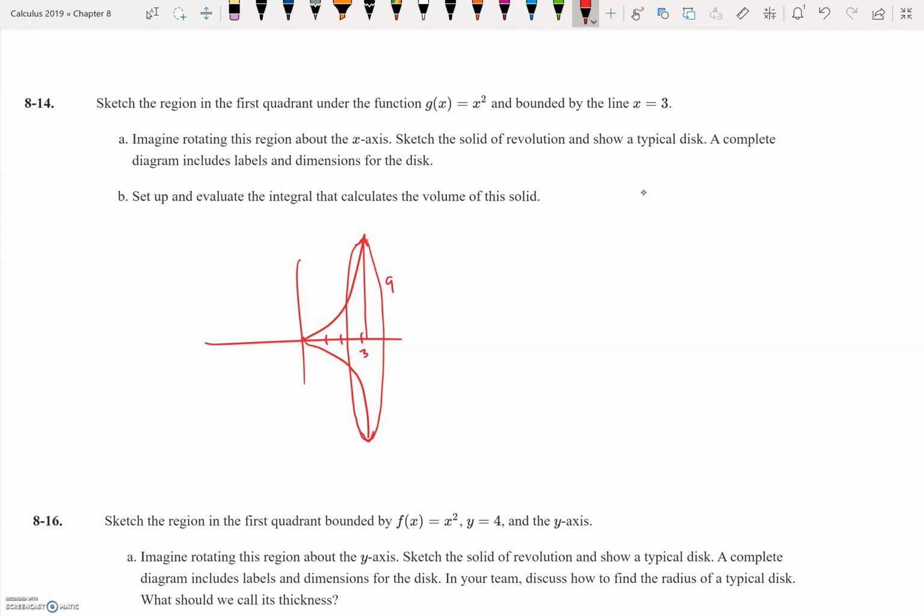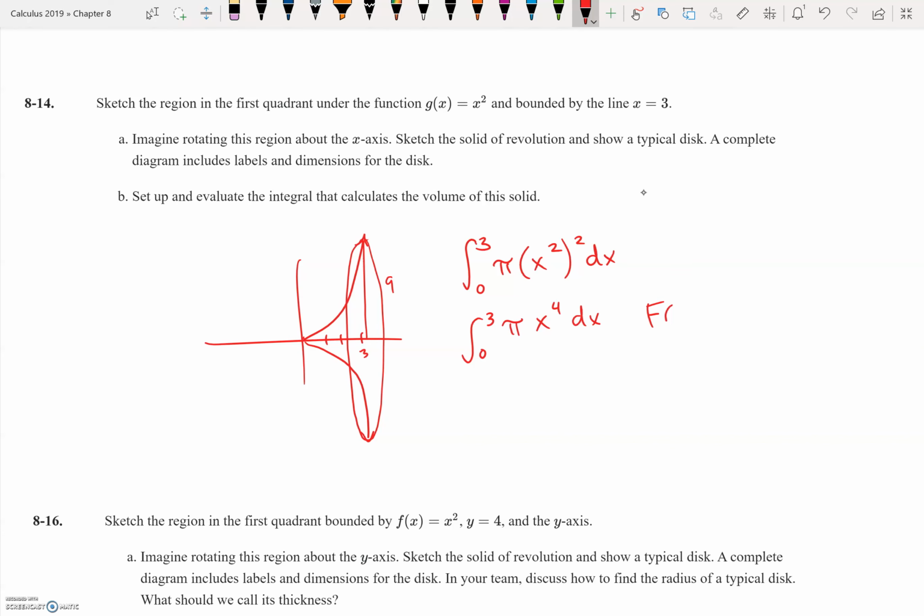We're going to set up and evaluate the integral. So we are going from 0 to 3. So 0 to 3, pi r squared. R is going to be our function. Our function is x squared. So we'll say x squared squared dx. This is actually saying x to the 4th, I suppose. So we'll say this is pi x to the 4th dx.